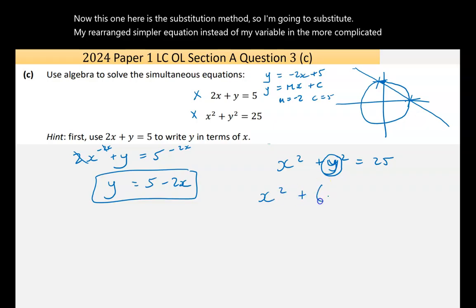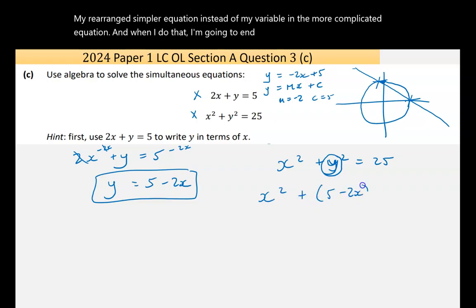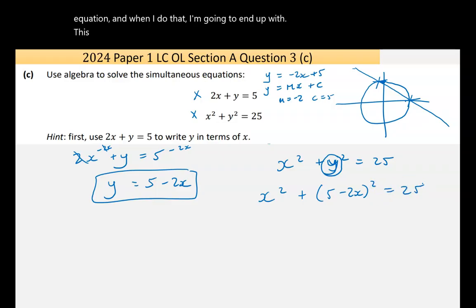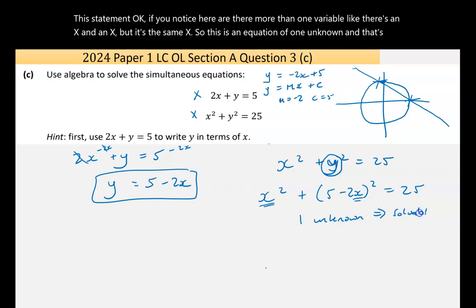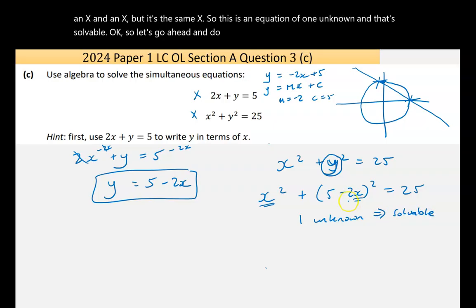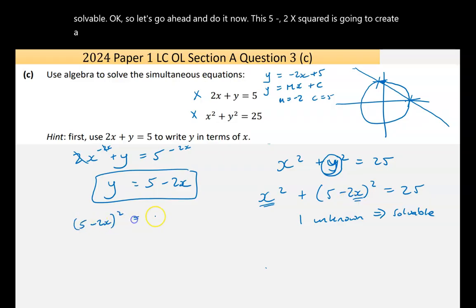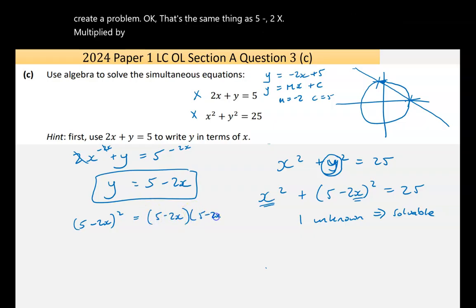And when I do that, I'm going to end up with this statement. Okay. If you notice here, are there more than one variable? Like there's an x and an x, but it's the same x. So this is an equation of one unknown, and that's solvable. Okay. So let's go ahead and do it. Now this 5 minus 2x squared is going to create a problem. Okay, that's the same thing as 5 minus 2x multiplied by itself.